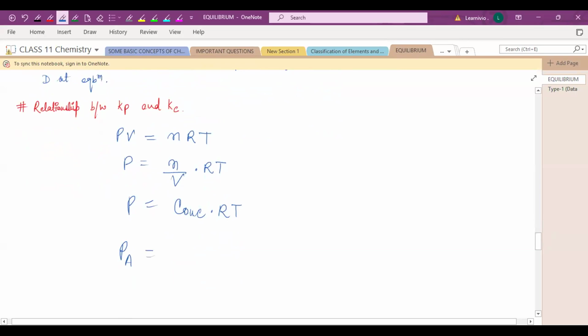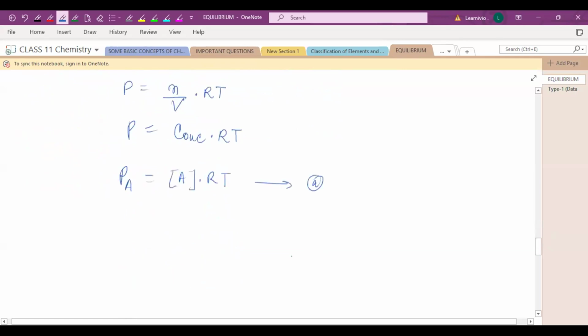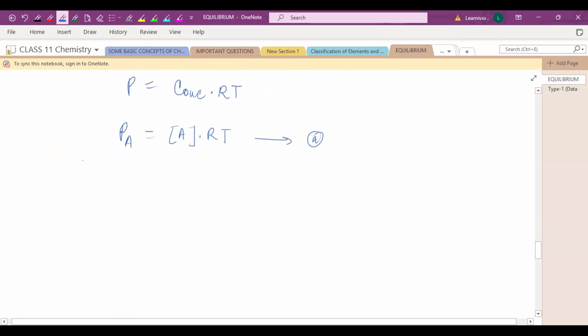Now, what will be PA? The concentration of A into RT. Let it be equation A. Similarly, for other gases also, PB is equal to concentration of B into RT. Let this be equation number B.